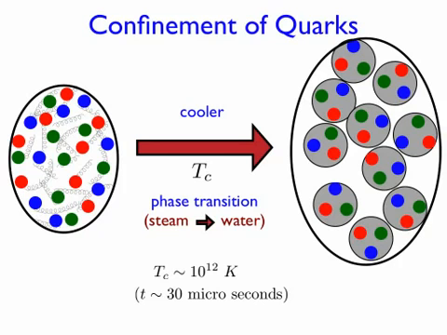So we go at some temperature, which we know is about a trillion degrees Kelvin, the quarks and gluons suddenly bind together. They're no longer free. They can't propagate off infinitely far away. They're bound together into protons and neutrons.